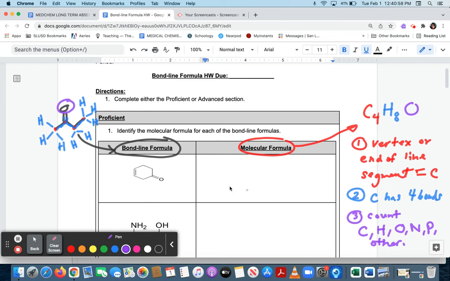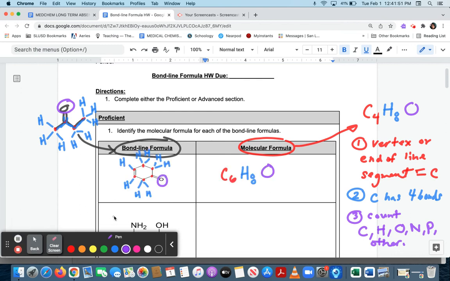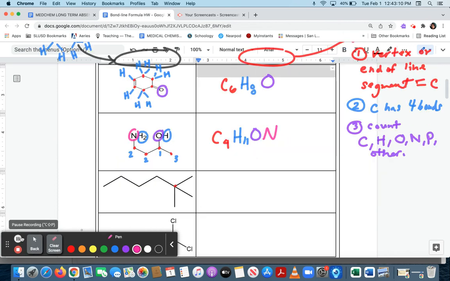So go ahead and pause the video and see if you can figure this one out, and I'll give you the answer in a little bit. All right, so for this particular problem, right, it should be C6H8O.